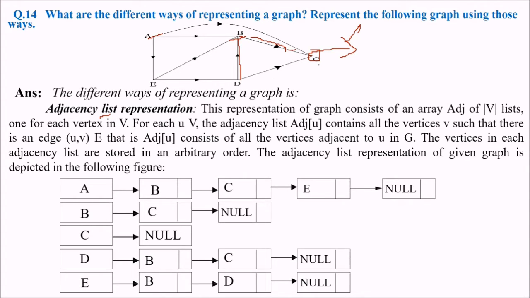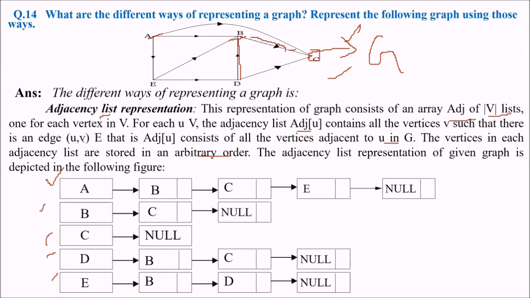So this representation of graph consists of an array ADJ, adjacency list of V vertices, one for each vertex in V. So this graph has 1, 2, 3, 4, 5 vertices. So you can see 1, 2, 3, 4, 5. These are 5 boxes, as you can say. For each U in V, the adjacency list ADJ of U contains all the vertices V such that there is an edge, that is ADJ of U consists of all the vertices adjacent to U in G. This is a graph G. So the vertices in each adjacency list are stored in an arbitrary order. These are arbitrary order.